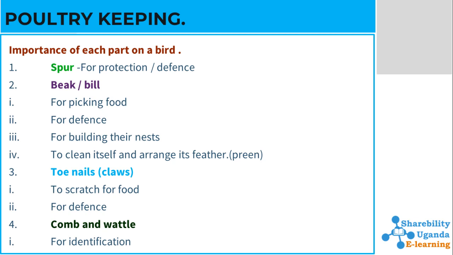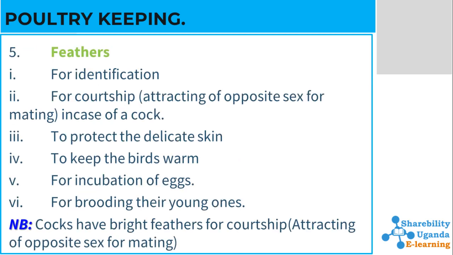Then we have the comb and the wattle. These are normally used for identification, for differentiation. Remember, the male or the cock has bigger comb than the female cock or the hen. So they are used for specification or identification.